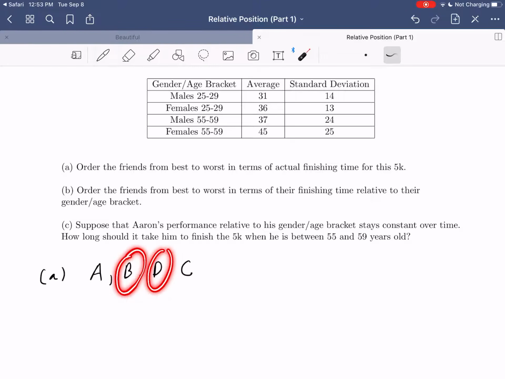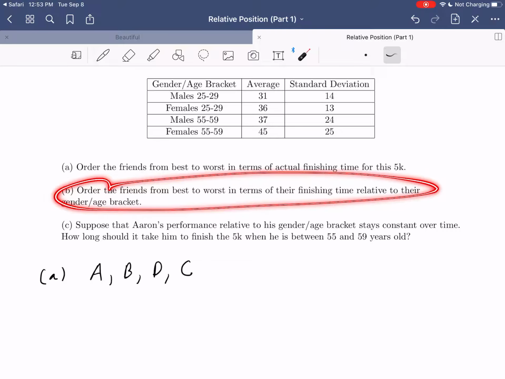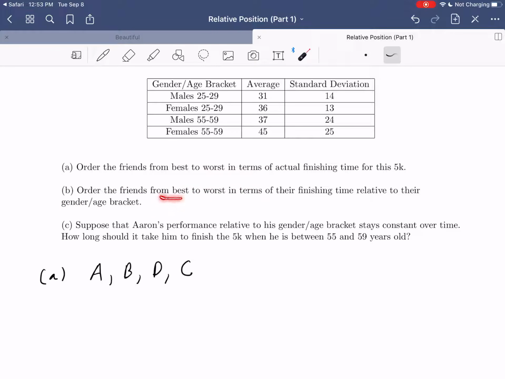then Danny, then Carl. Okay, but is it really fair to compare them just in terms of the time that they finished? I mean, is it really fair to take people who are 25 and 29 years old and compare them to 50 to 55-year-olds, or 55 to 59-year-olds? Well, notice that in part B, what we want to do is order the friends again from best to worst, but in terms of their finishing time relative to their gender and age bracket.